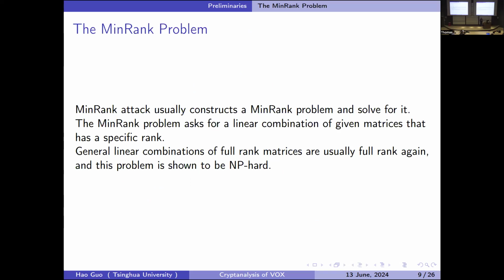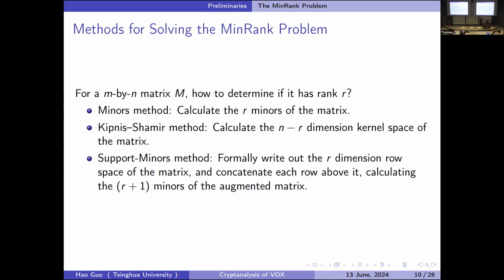Okay, so now for the MinRank problem. So what is the MinRank problem? I think many of you know about it, but I will repeat. MinRank is to solve for the linear combination of given matrices that can give you a special small rank. And in this case, the matrices are generally full-rank matrices, and this problem has been shown to be NP-hard. And how to solve it?